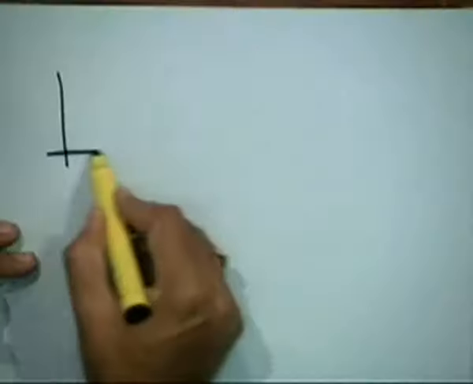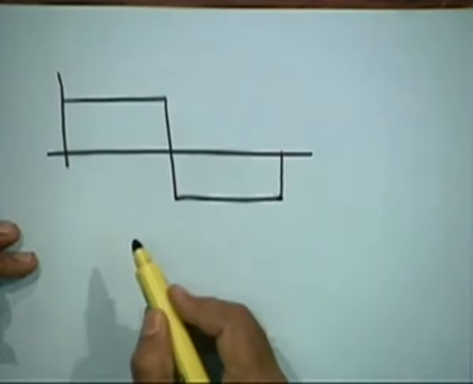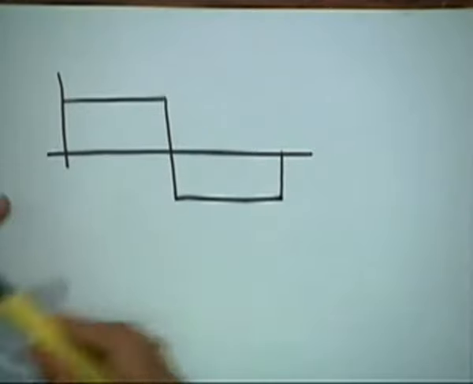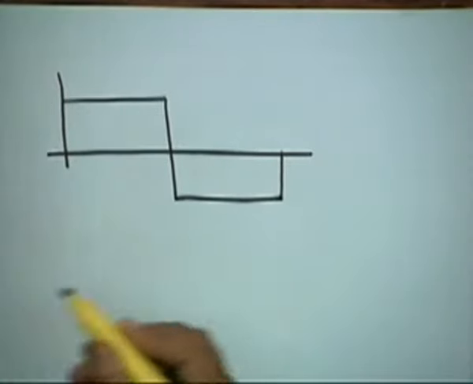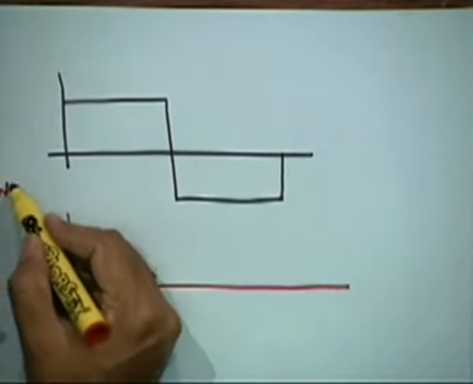Then there are 6-step inverters. When you have DC to AC you can't easily get a sinusoidal waveform, and to make it sinusoidal we use what is known as pulse width modulation. Usually this may be the waveform of the AC, but you would like to make it sinusoidal. So one of the techniques fairly used now is PWM, pulse width modulation.